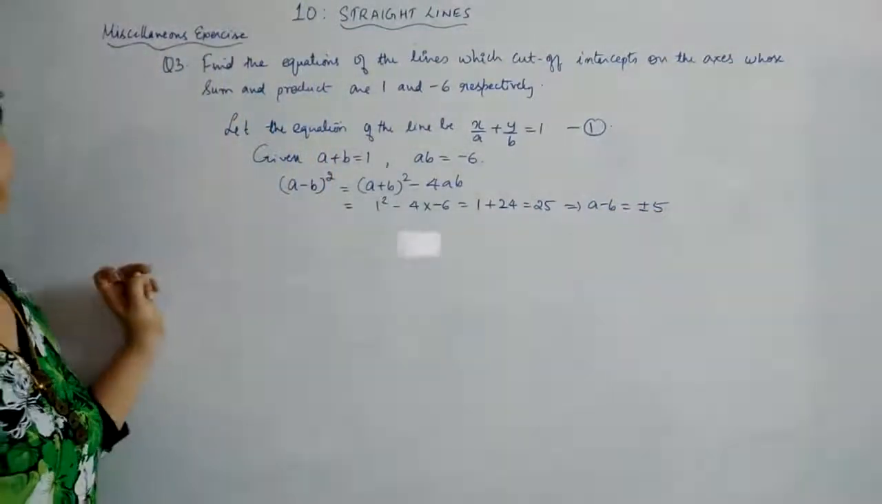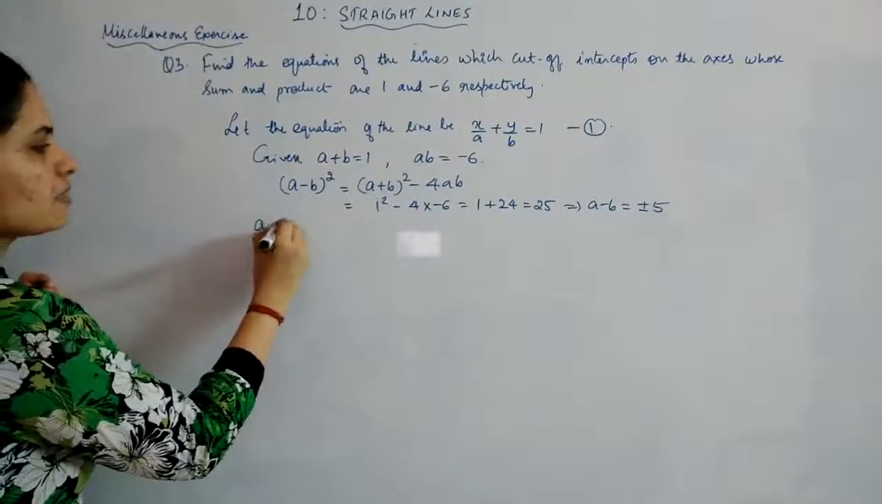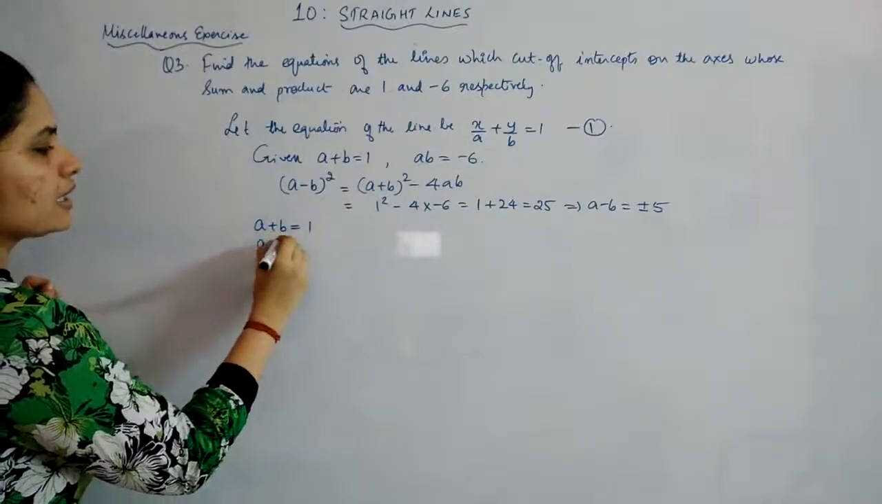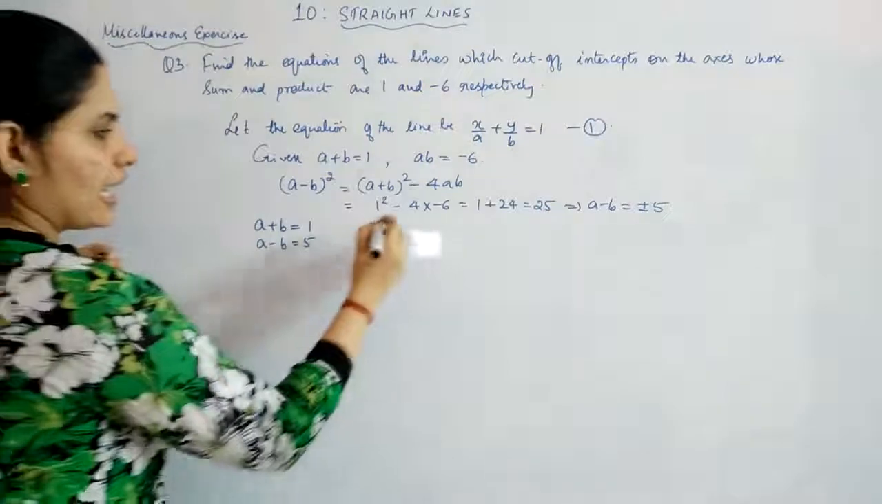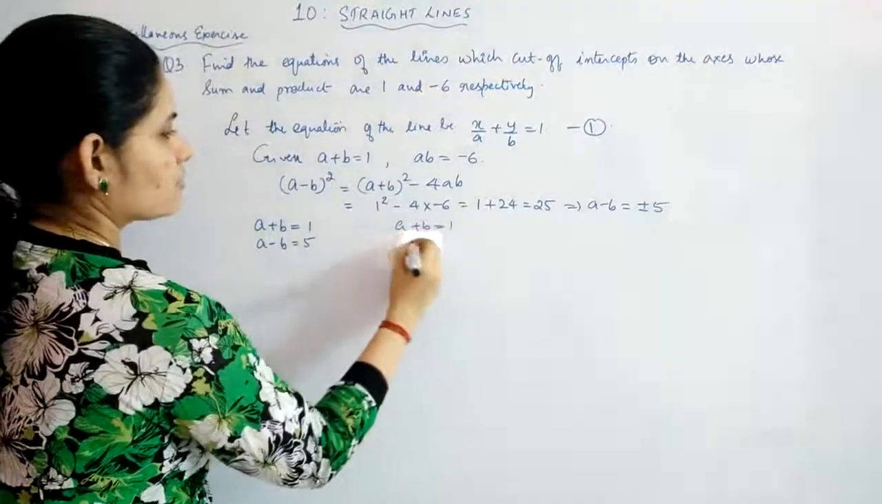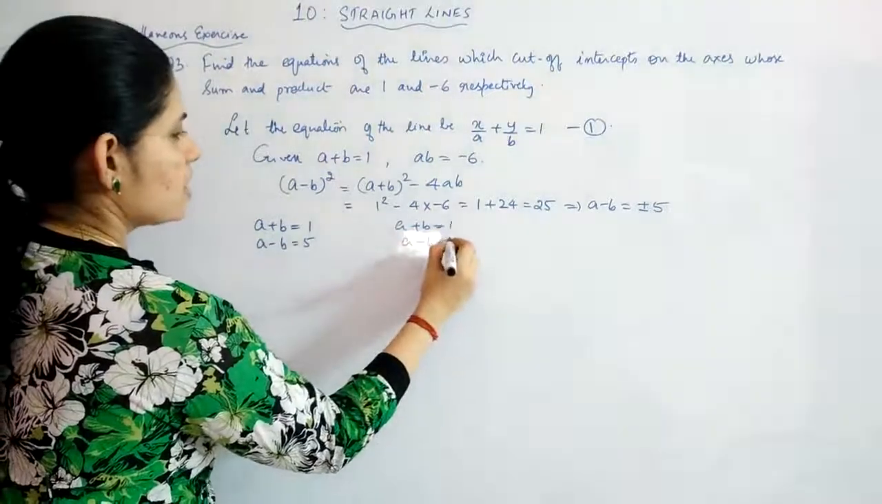Now we will solve the two equations. That means when a plus b is equal to 1 and a minus b is equal to 5, and when a plus b is equal to 1 and a minus b is equal to minus 5.